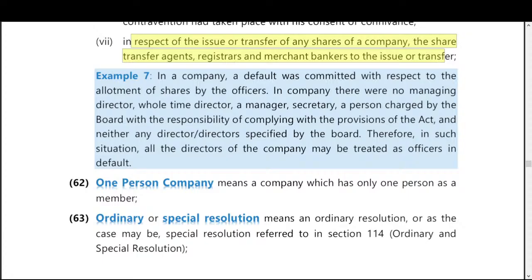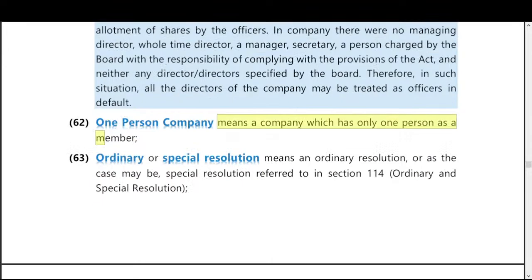Okay, 62. One person company means a company which has only one person as a member. Ordinary and special resolution means the ordinary resolution, or as the case may be, special resolution referred to in section 114.